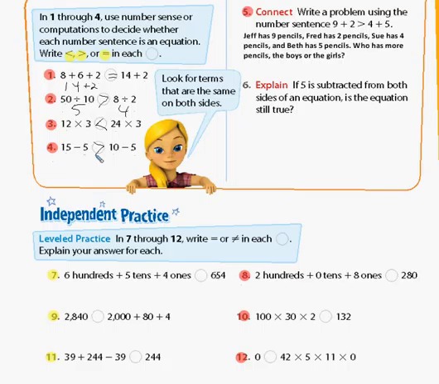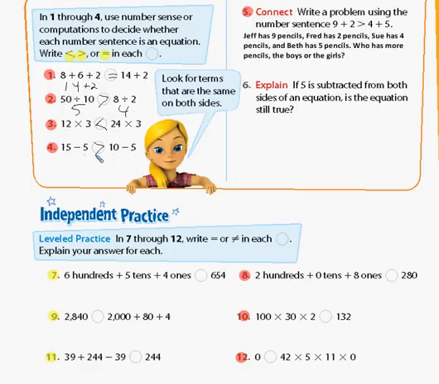It says write a problem using the number sentence 9 plus 2 is greater than 4 plus 5. Okay, and the number sentence that I made is Jeff has 9 pencils, Fred has 2 pencils, Sue has 4 pencils, and Beth has 5 pencils. Okay, who has more pencils, the boys or girls? Okay, on that one right there. That would be an example of a word problem that we would do with that equation.